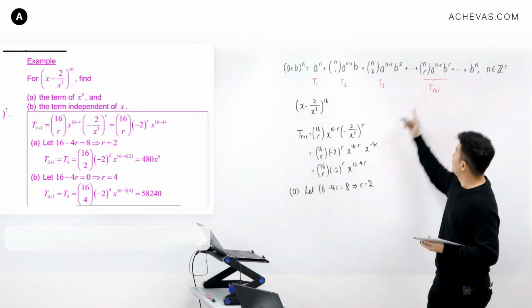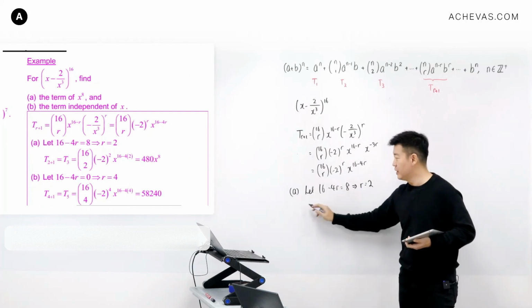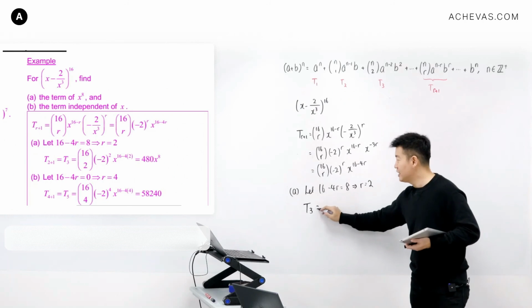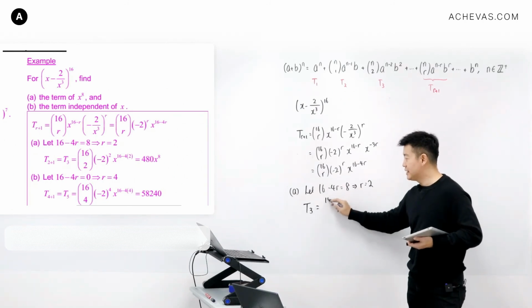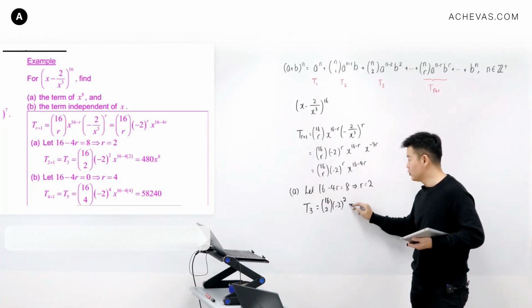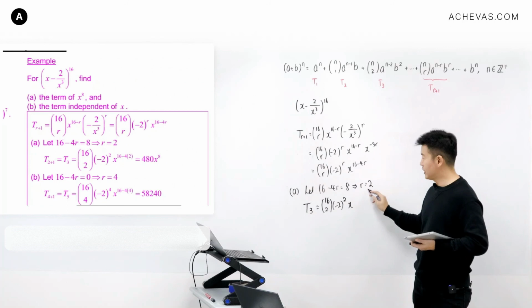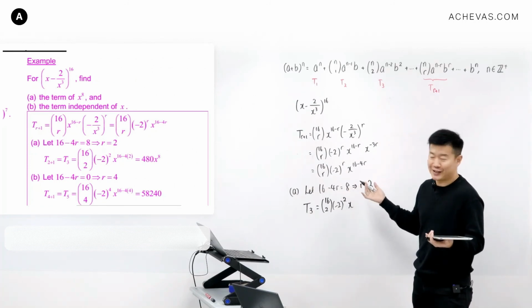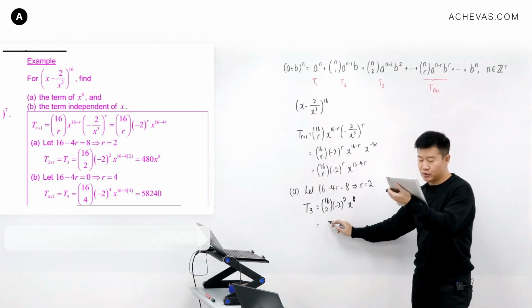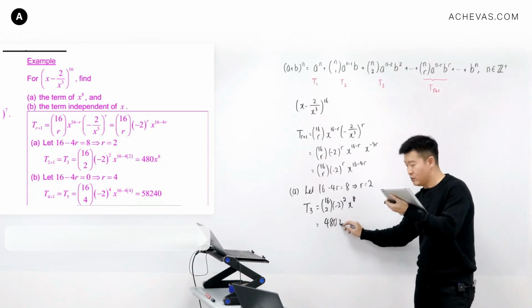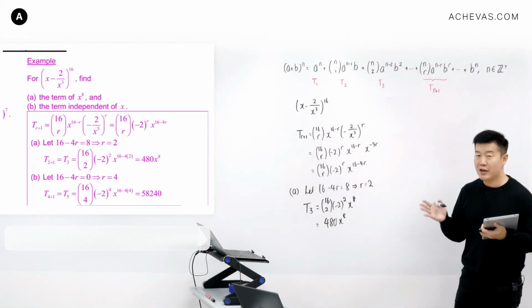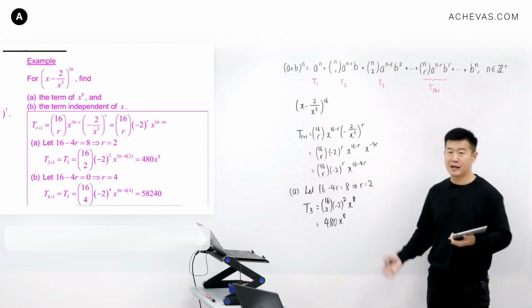If r is equal to 2, what is the T(r+1) term? We are talking about T(2+1), the T3 term. The T3 term, when r is equal to 2, is 16 choose 2, then minus 2 to the power of r, which is 2, then x to the power of 16 minus 4 times r, which is 8, that we have found. So it is going to be x to the power of 8. So this is going to be equal to 480x to the power of 8. Done. Okay, we have found the T3 term, which is the term that has x to the power of 8.